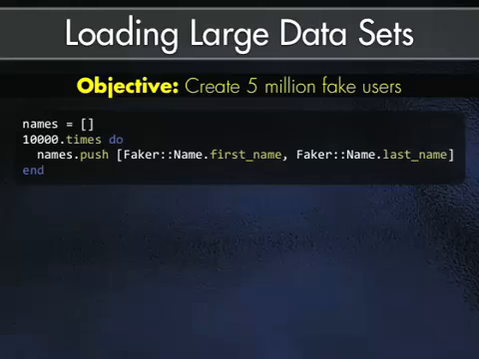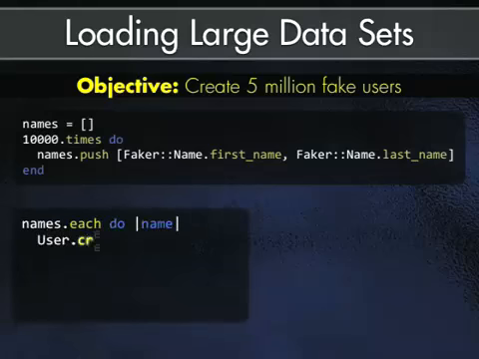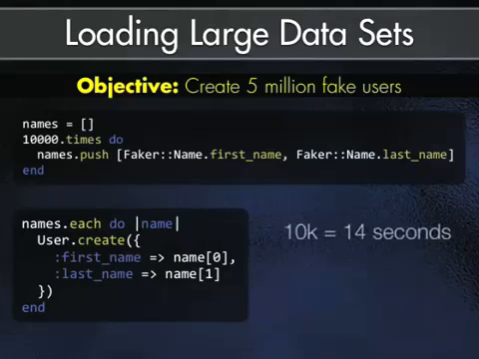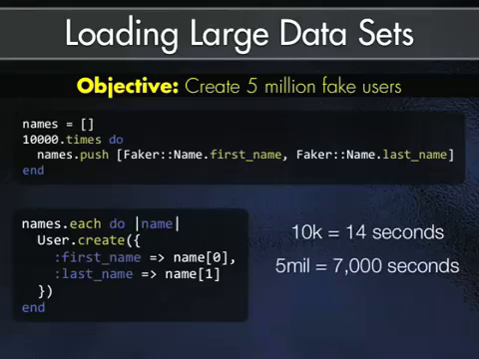So obviously the first thing you can do when you want to create 5 million fake users, or in this case 10,000, is just to do user.create, right? This was a little slow. We got for about 10,000, took about 14 seconds, which meant if I did 5 million, it was going to take 7,000 seconds, which comes out to about 2 hours.